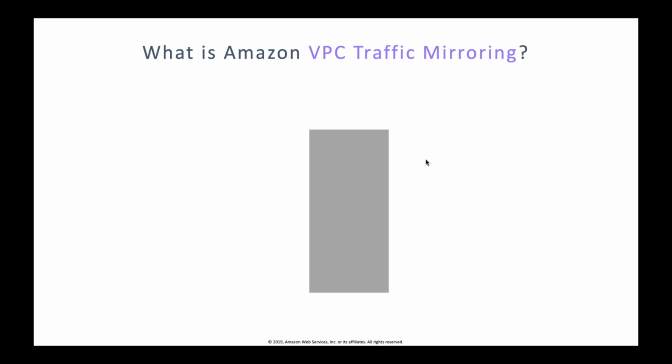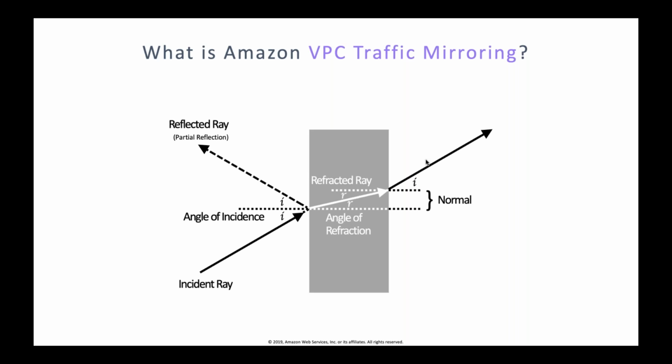Thank you. So VPC traffic mirroring is very similar to a fiber tap, or how a ray of light travels between two mediums. When an incident ray travels between two mediums, a part of the light gets refracted, a part of the light gets reflected. Amazon VPC traffic mirroring works very similar to that. You have packets flowing over the network interface, and you decide what kind of packets you want to copy and send in another direction, right?